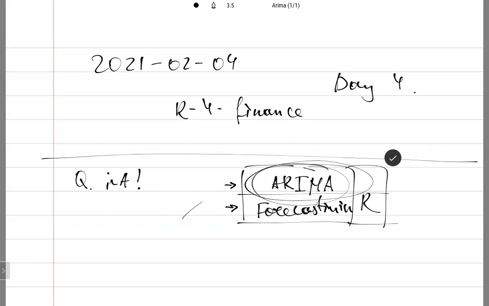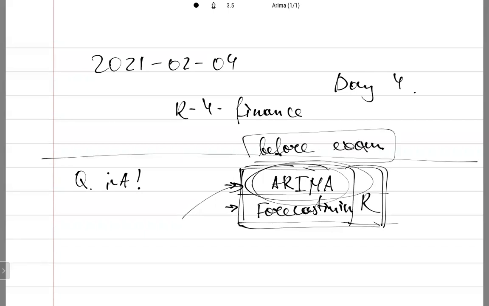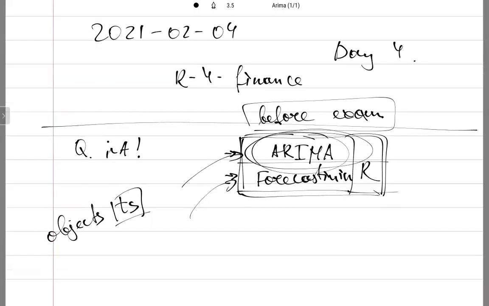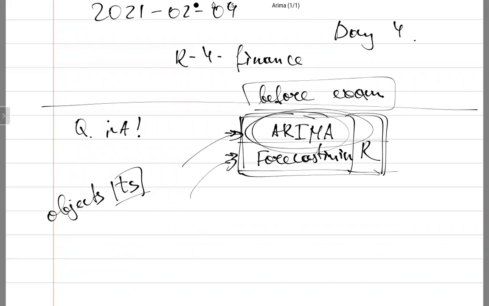The difference between these courses is the following. The first one works with all the syntax that existed before Fable. In a break, I will find my form and publish the links in the chat. So you have to do 2 courses before the exam. One is about Arima, and it works with time series as TS objects. And Forecasting with R is about modern style forecasting with the Fable package, with objects of class tsibble.